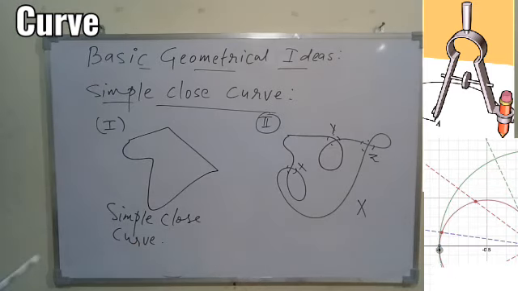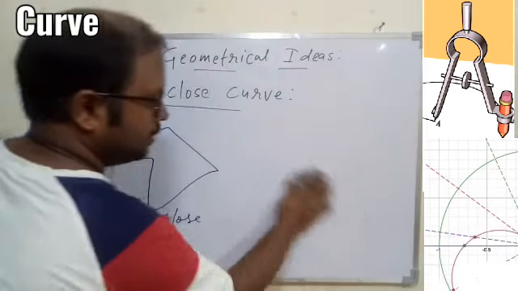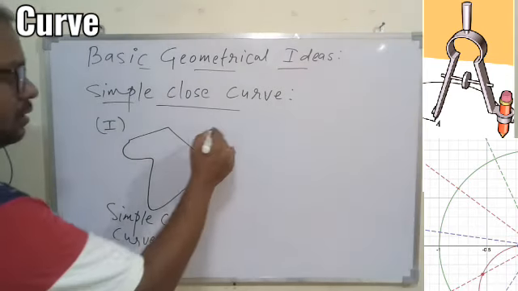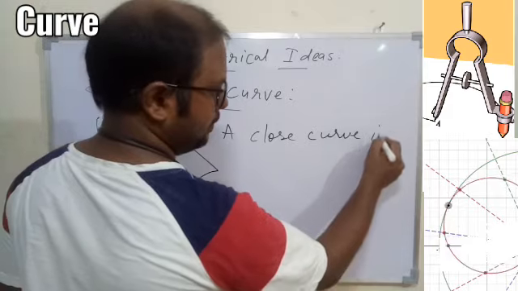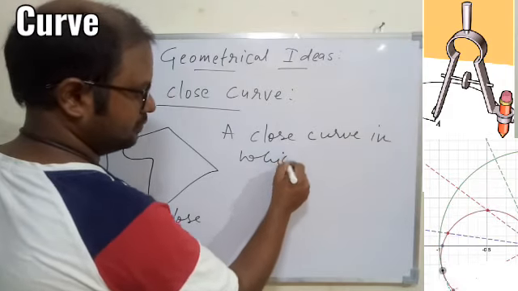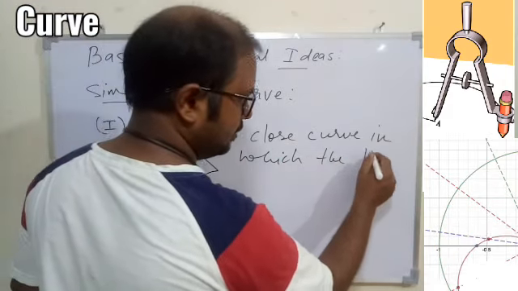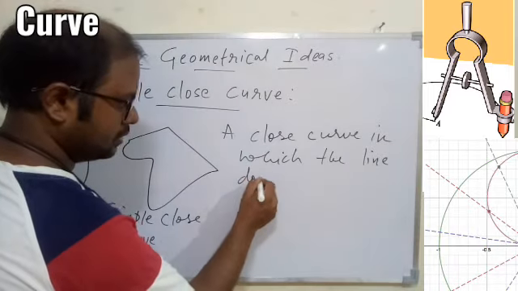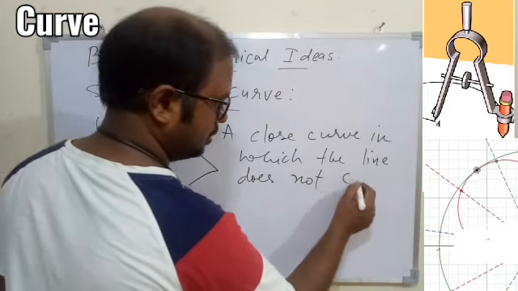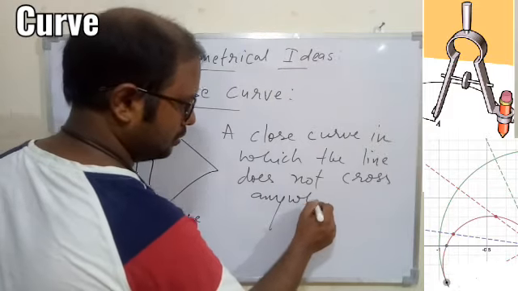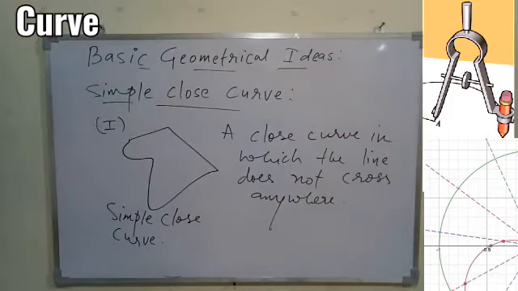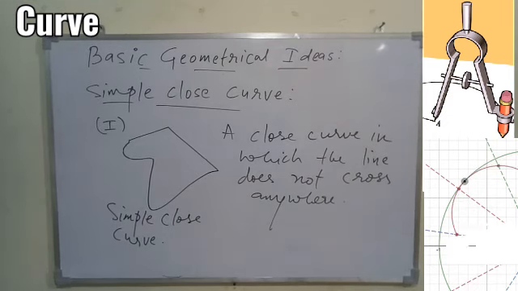That is, the line will not cross anywhere. So we can say a closed curve in which the line does not cross anywhere is a simple closed curve. I hope you understood the meaning of closed curve and simple closed curve.